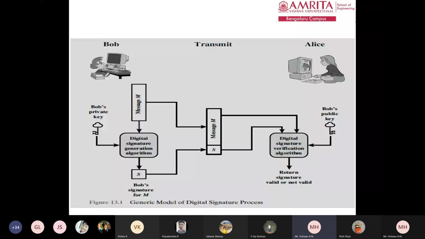So this is one good diagram: the generic model of the digital signature process. This is the diagram I wanted to replace there. Anyway, you have a message, and the message is fed into the digital signature generation algorithm.